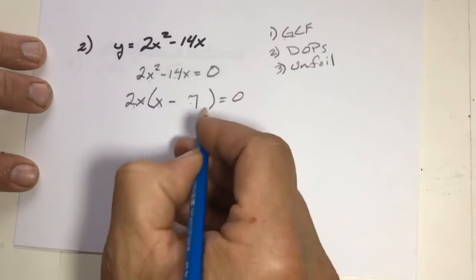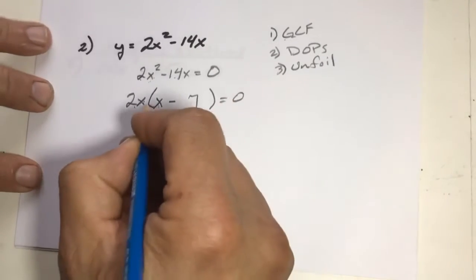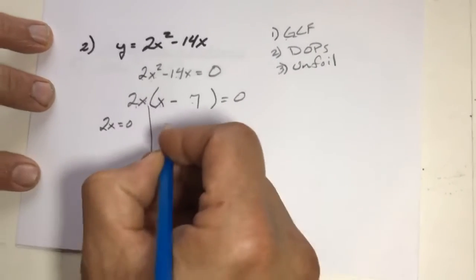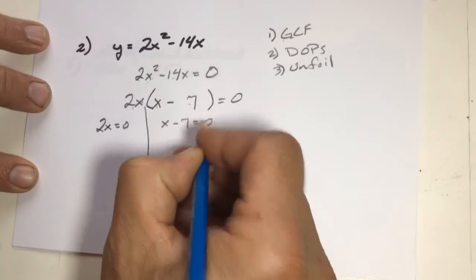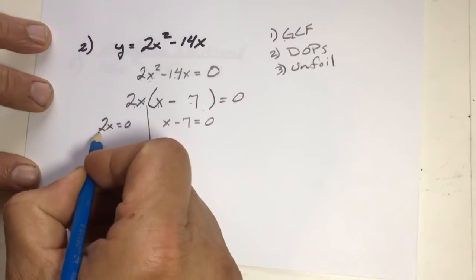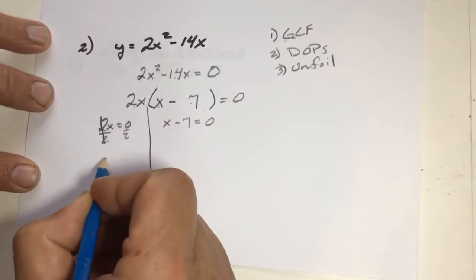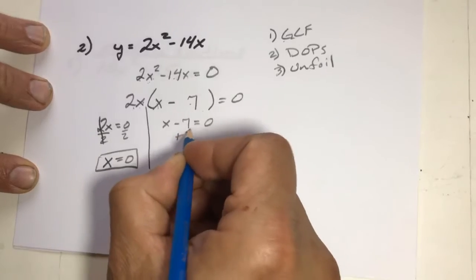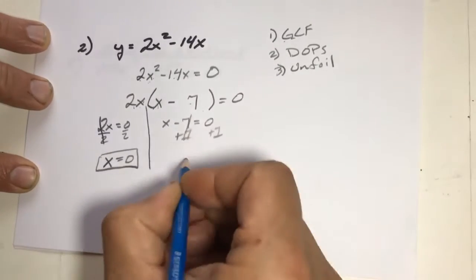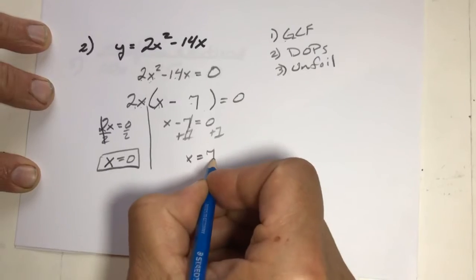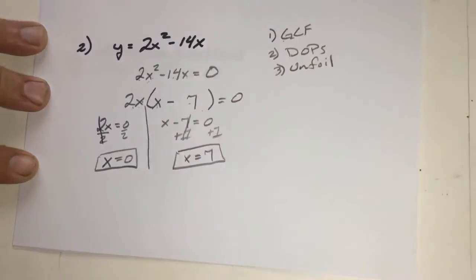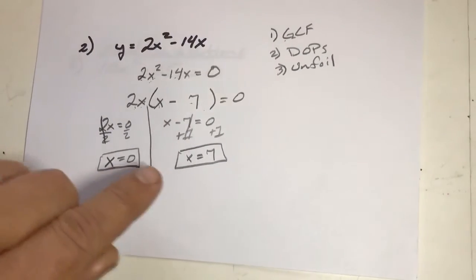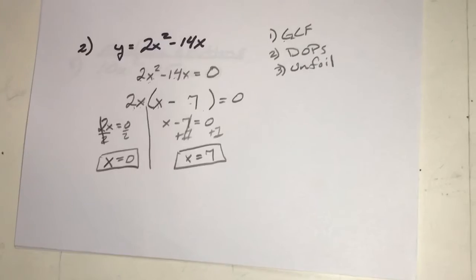This 2x times that parenthesis, and the answer is 0, well, one of them's got to be 0, guys. So you just set them. Take this 2x, set it equals 0. X minus 7, set it equals 0. Over here, divide by 2. 0 divided by 2 is just 0. Over here, plus 7, plus 7. X is 7. Okay, so what are we saying about this parabola? I'm saying that if you graph it, it's going to hit the x-axis at 0, and it's going to hit the x-axis at 7, and that's that.